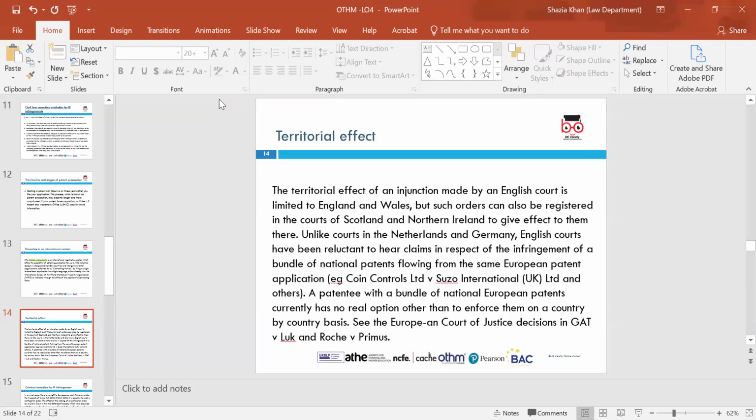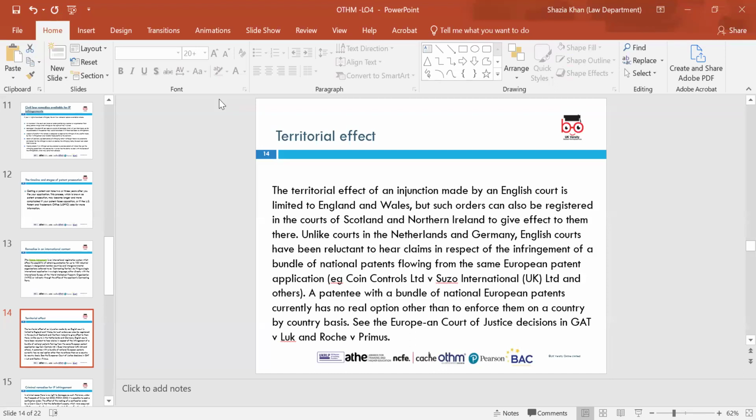Territorial effect. The territorial effect of an injunction made by English courts is limited to England and Wales, but such orders can also be registered in the courts of Scotland and Northern Ireland to give effect to them. Unlike courts in the Netherlands and Germany, English courts have been reluctant to hear claims in respect of infringement of a bundle of national patents flowing from the same European patent application. Coin Controls Limited and SUSE International UK and others.